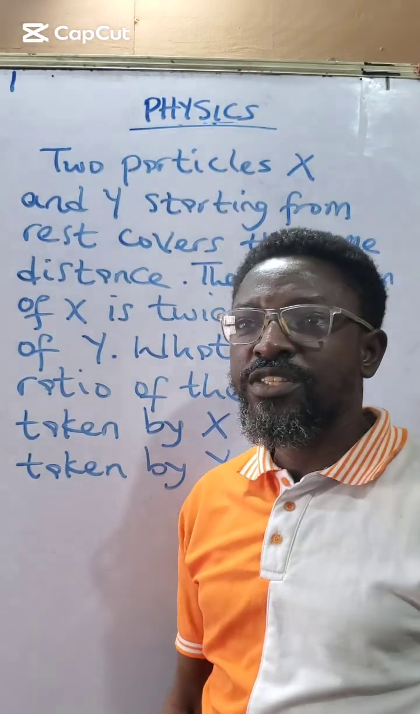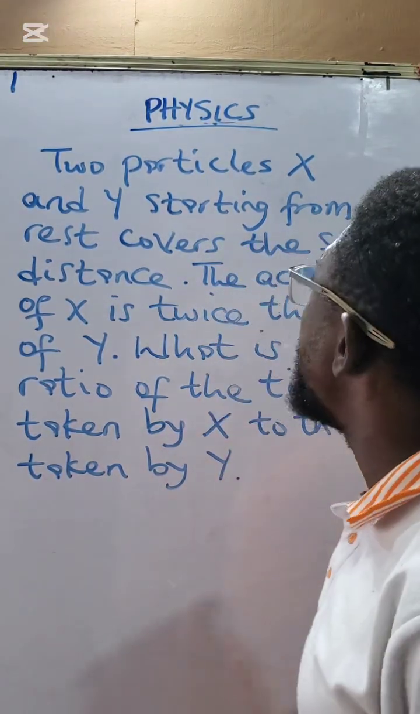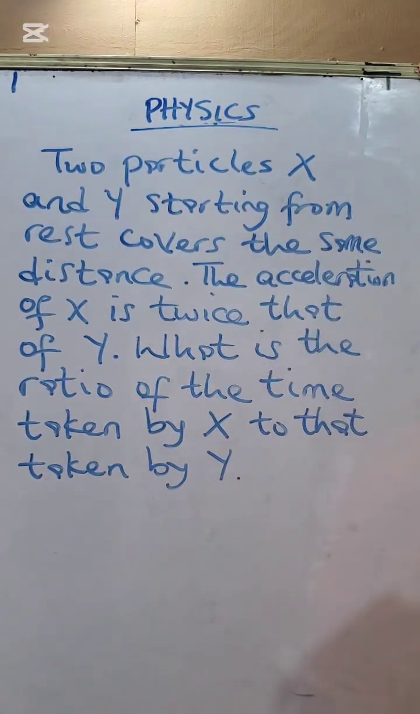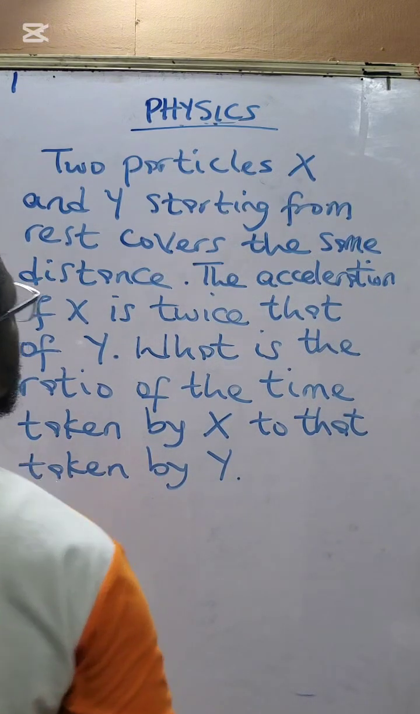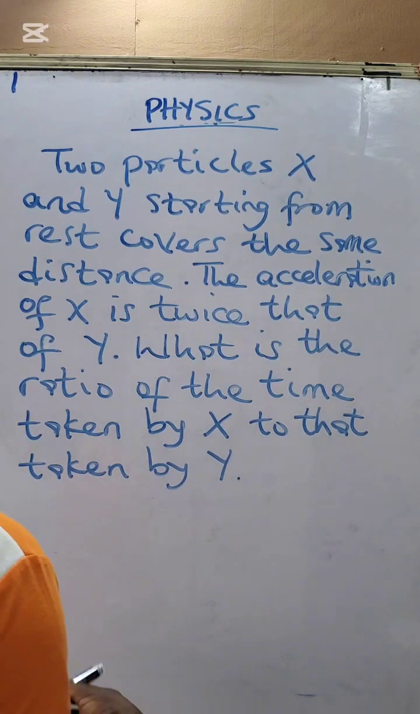Alright, let's take a look at the question on the board. It says two particles X and Y starting from rest cover the same distance. The acceleration of X is twice that of Y. What is the ratio of the time taken by X to that taken by Y? Now for a question like that, say two particles X and Y starting from rest.